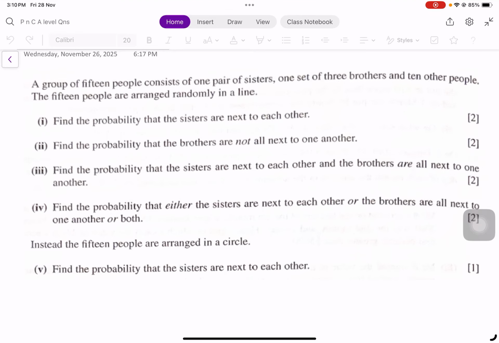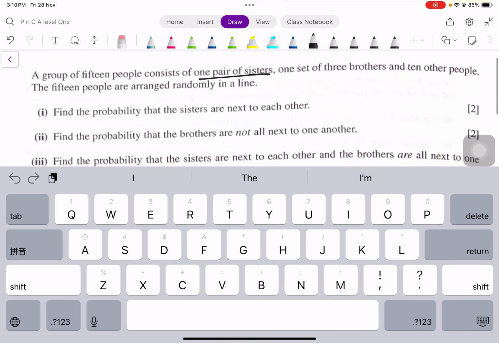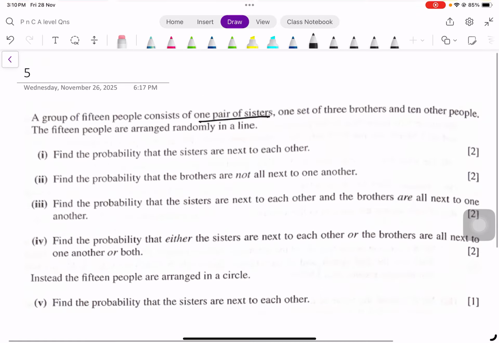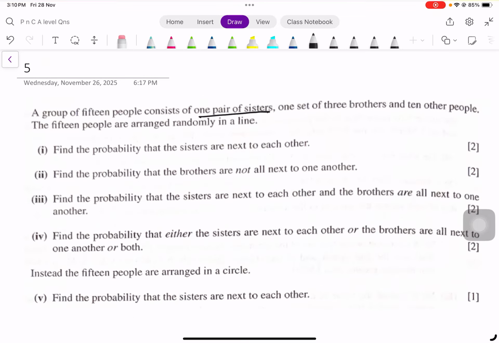A group of 15 people consists of one pair of sisters, a set of three brothers, and 10 other people. That means this would be two sisters, three brothers, and then 10 other people. Total 15 people.